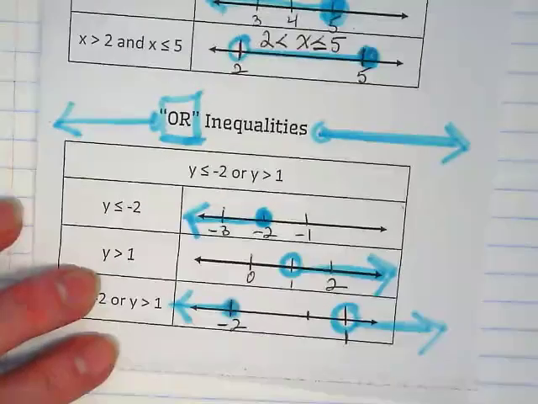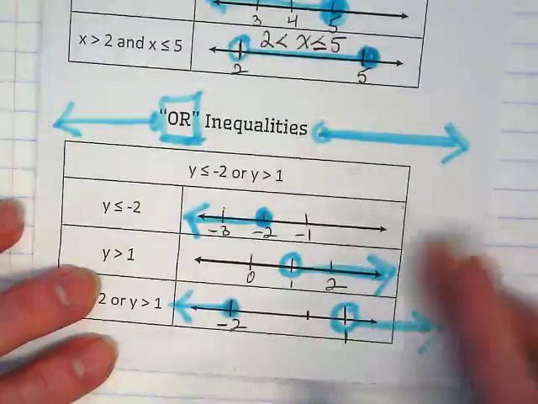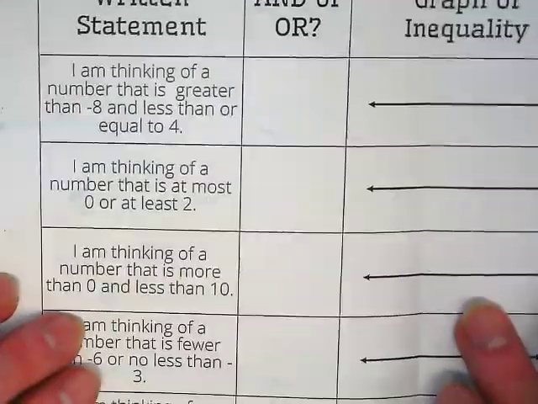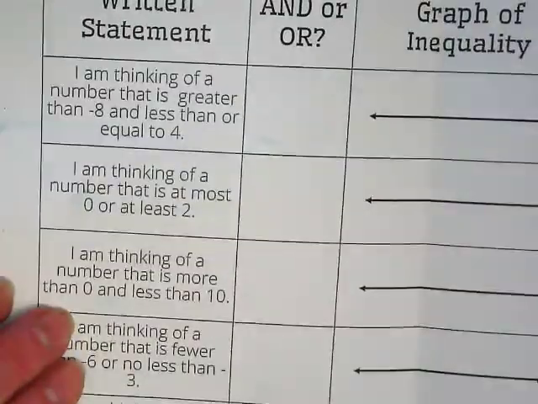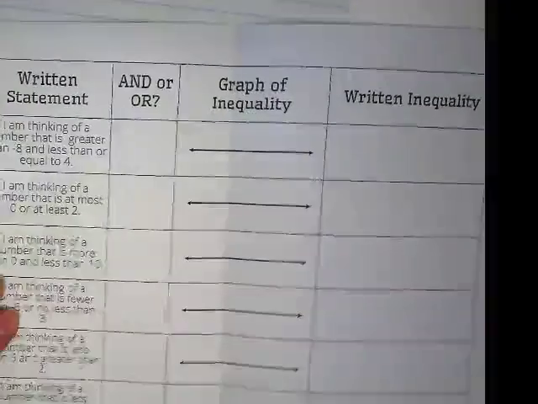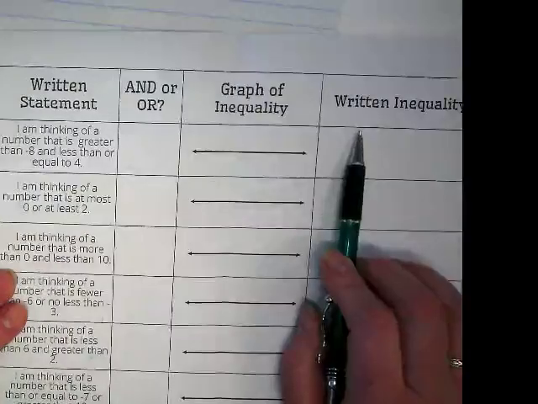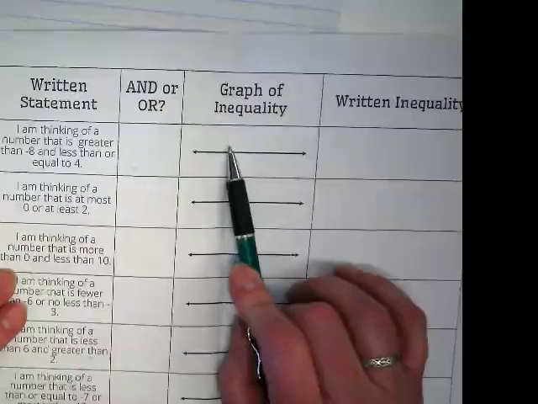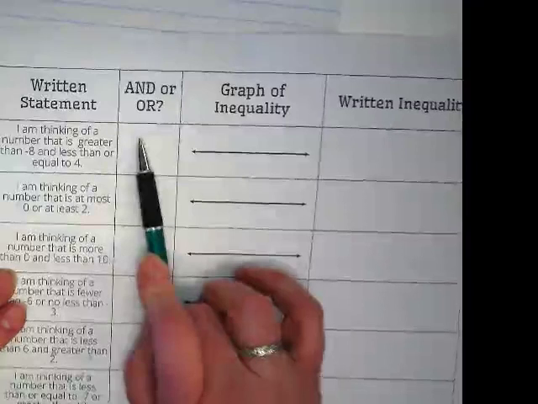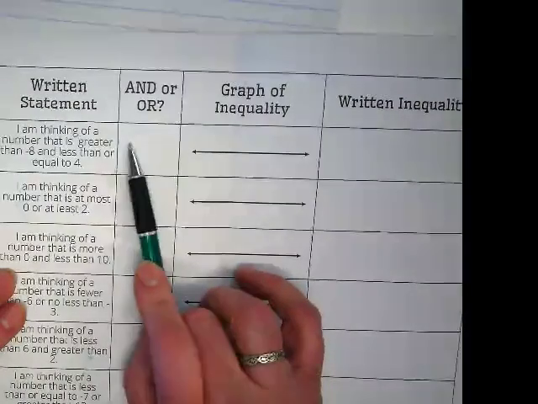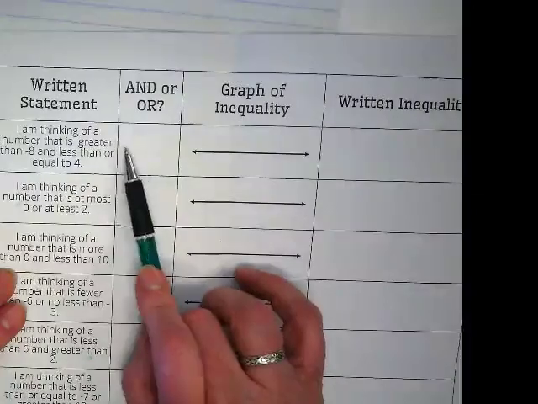So we're ready to decipher this with some words? Yep. Open up. Here's what we're going to do on the inside. Let me zoom out a little bit. We're going to read through the written statement. From that, we're going to make a written inequality. We're going to graph the inequality. And by the end, we're going to say if it's an and or an or. You might be able to say this earlier, but I want you to wait and see until it's graphed to make sure.